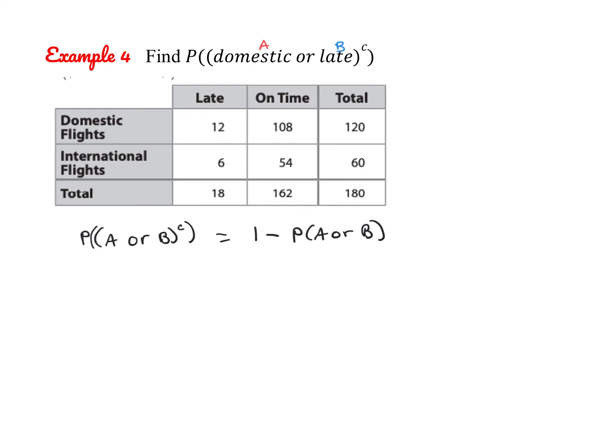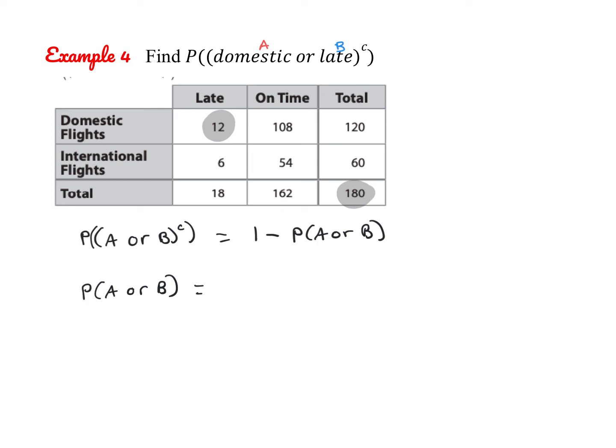So for this one, notice that the total number of flights is 108, and they can be categorized as late or on time. So they could be categorized by their timeliness or where they're coming from, so domestic or international. So we see that there is some overlap in domestic and late. So that overlap would be right here. So these are not mutually exclusive. So we need to subtract away the stuff that is being double counted. So again, let's start by finding just the probability of A or B, and then we'll subtract it from 1 at the end to find the complement.